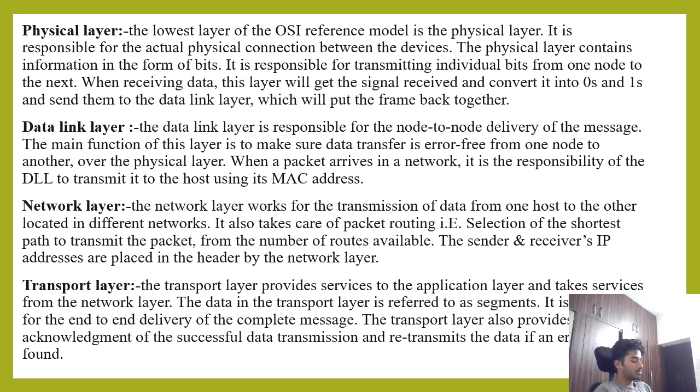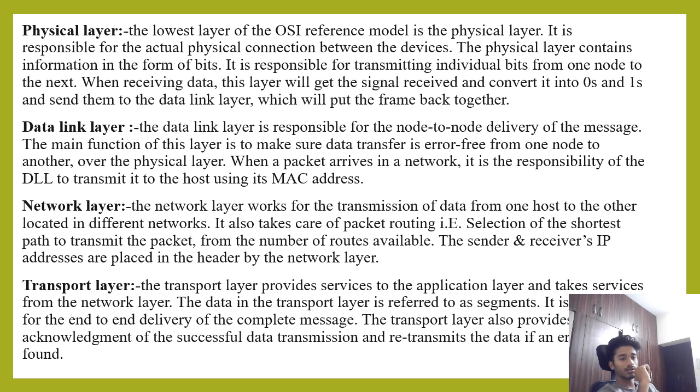In this slide, I'm going to explain all the layers. The first layer is the physical layer. This is the lowest layer of the OSI reference model. It is responsible for the actual physical connection between the devices. The physical layer contains information in the form of bits. It is responsible for transmitting individual bits from one node to the next. When receiving data, this layer will get the signal received and convert it into zeros and ones, and send them to the data link layer, which will put the frame back together.